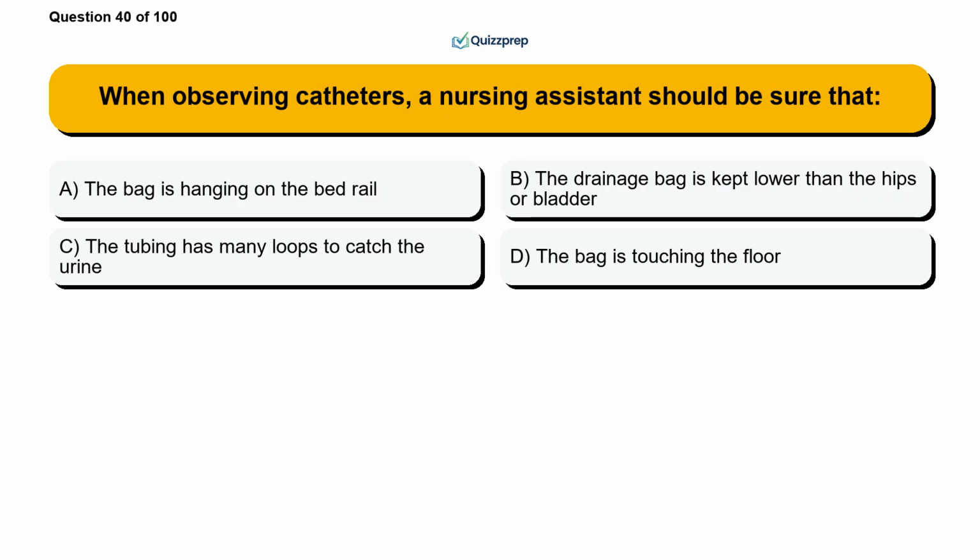Question 40. When observing catheters, a nursing assistant should be sure that: Option A, the bag is hanging on the bed rail. Option B, the drainage bag is kept lower than the hips or bladder.